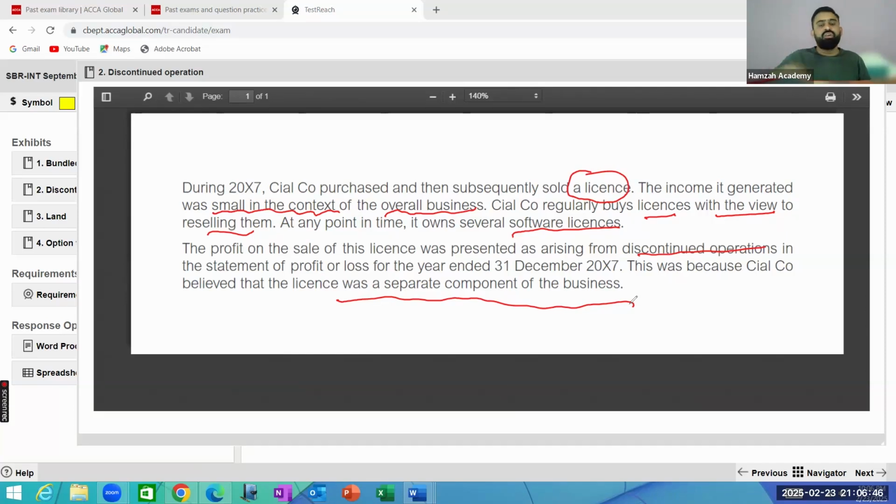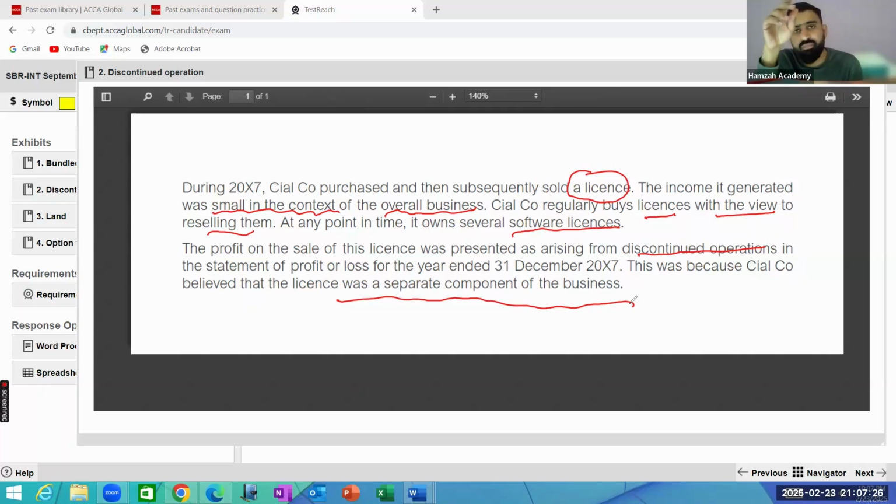Okay. Now, one by one. Let's say, yes, we believe that is a separate component of the entity. Number one, that is small in context as compared to the overall business. So it is not representing a major line of a business or a geographical area. Neither is it part of a single coordinated plan where we are going to dispose of a major line of a business or a geographical area. So it fails the first two characteristics of a discontinued operation, which should be met in order to classify a component as held for sale.